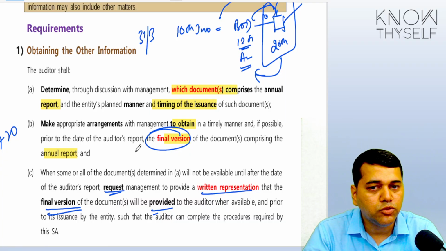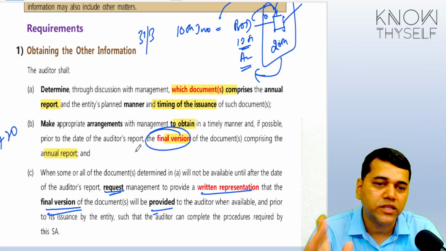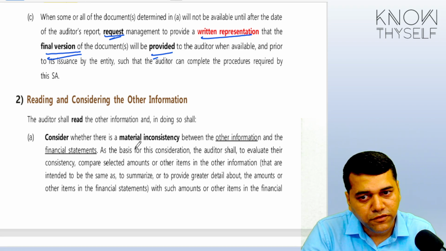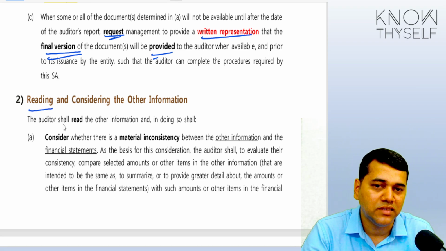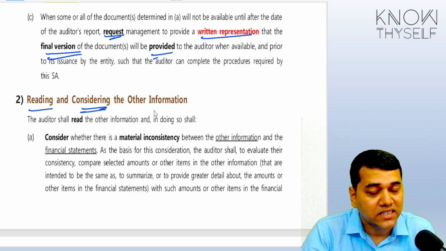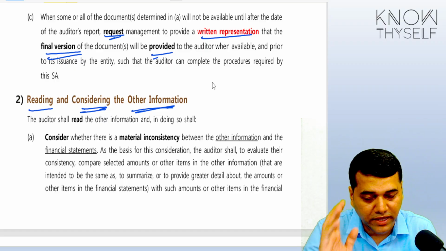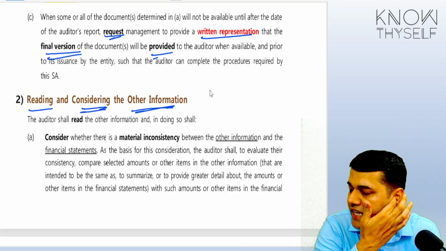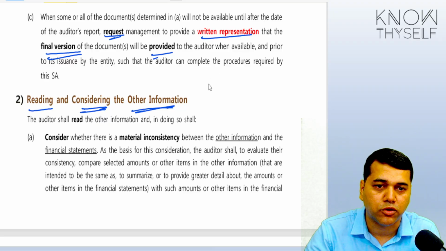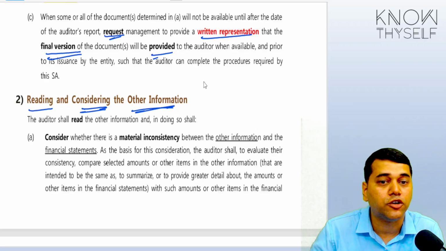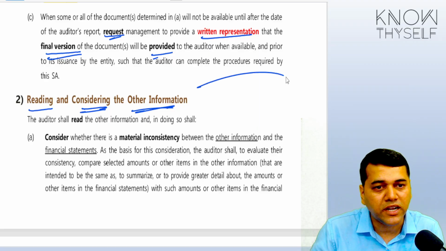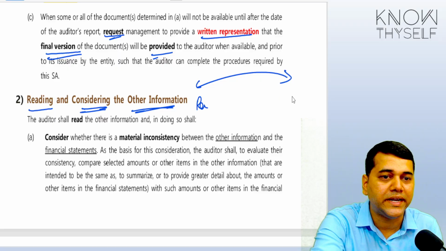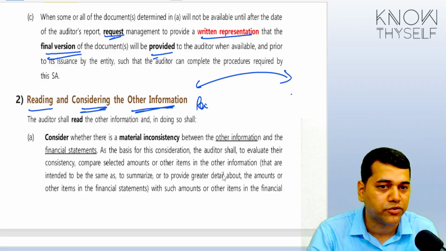Okay, so either you would have got the information or you would have got the representation. Then what to do? If you have got the information, you have to read the content and consider the other information. That means you have to carefully read every piece of information from page number 1, and any component or content you come across where they have said something related to the financial statements, just go and cross-verify that number, whether it is matching or not. Somewhere they said revenue, go to your P&L and check whether that revenue and the annual report revenue are the same.